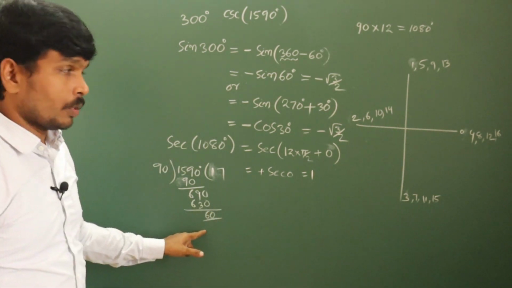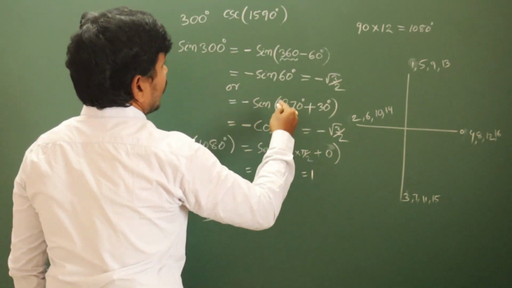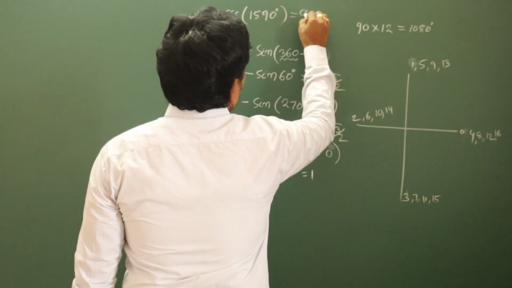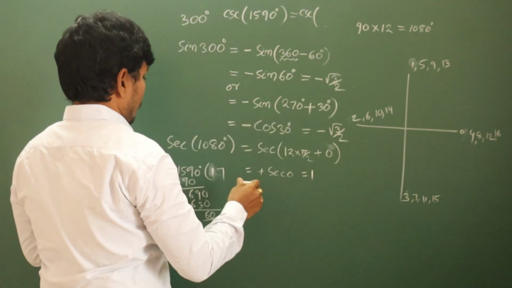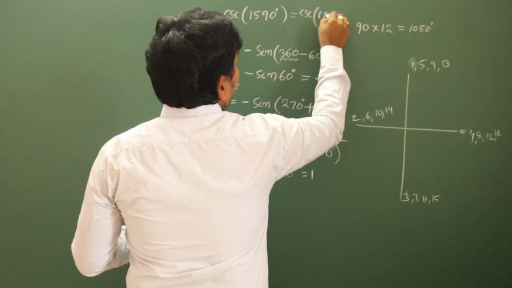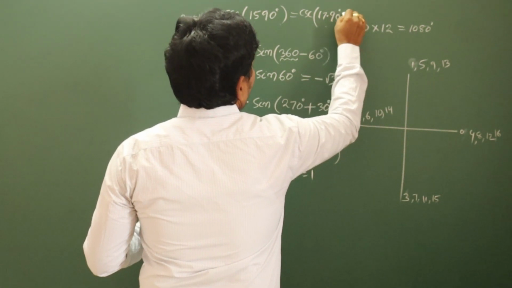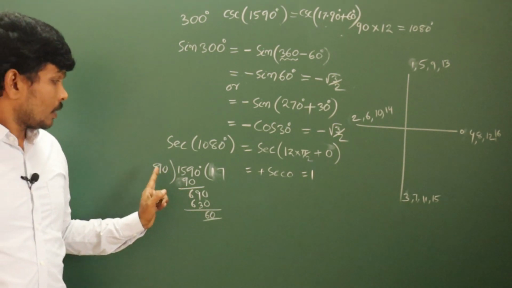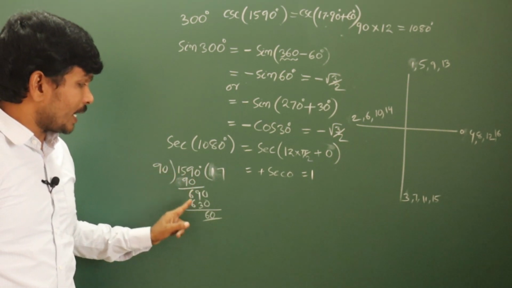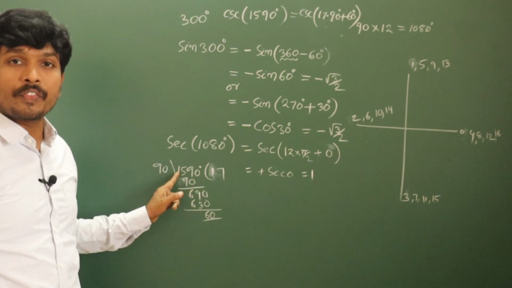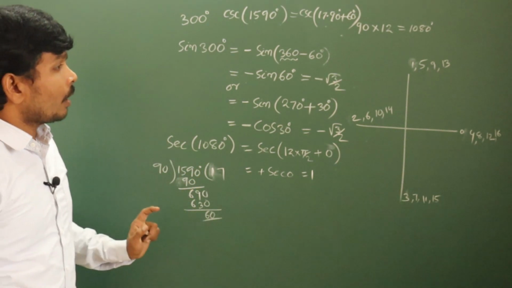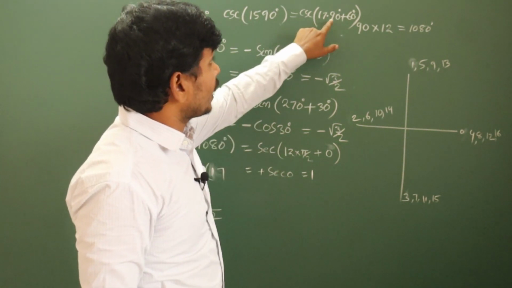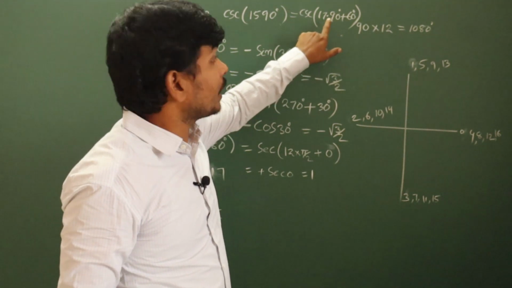60 remainder now. So that's why you can write cosec 17 into 90 degrees plus 60. Yes or no? 17 into 90 plus 60 how much? 1590. Observe now. 90 degrees are there, 17 times.